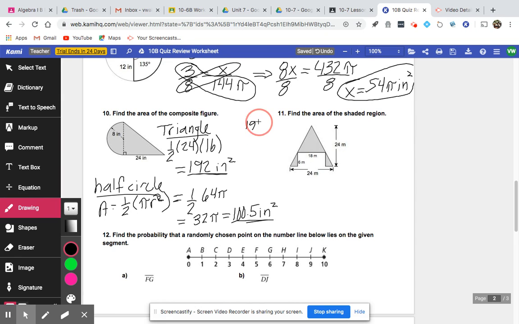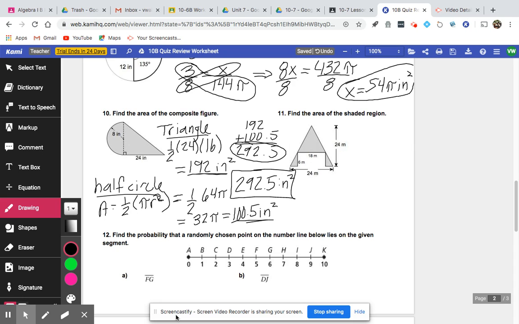So we're going to take this guy and this guy, add them together. So 192 plus 100.5 will get you an answer of 292.5. So right here, 292.5 inches squared. That's what we want.